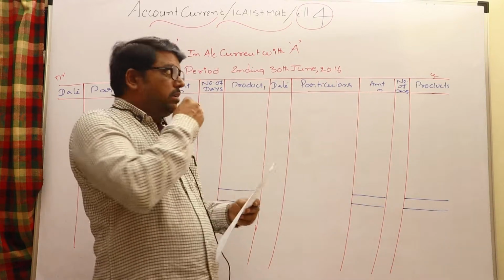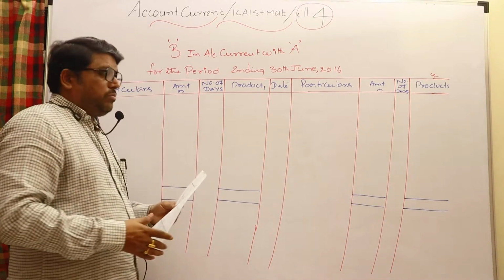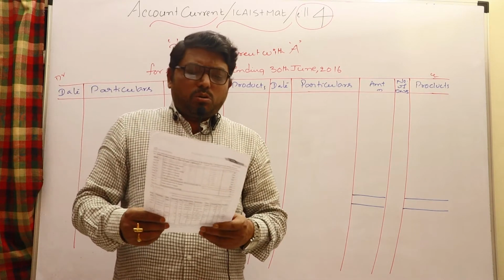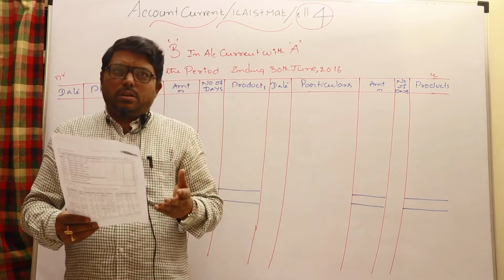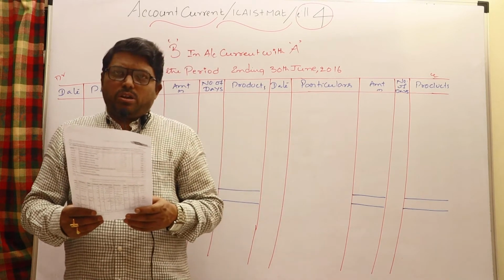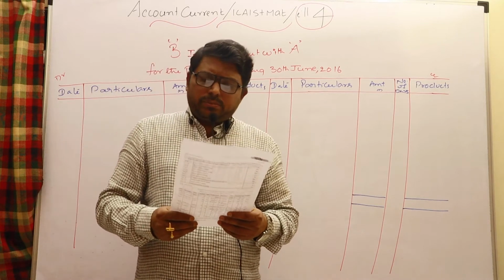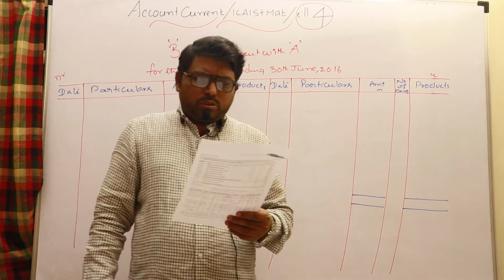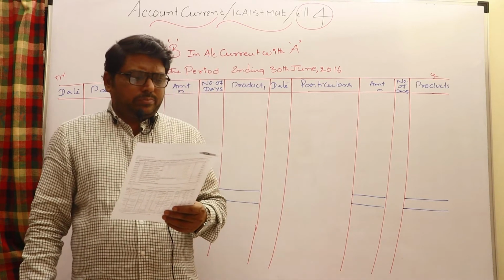Hi friends, today we will discuss from the ICAI Study Material, Illustration 4. The topic is account current. The theory part and illustrations 1, 2, 3 have already been uploaded. You can watch them through the playlist. And of course, we are going to discuss problem number 4, illustration 4, again by the products method.